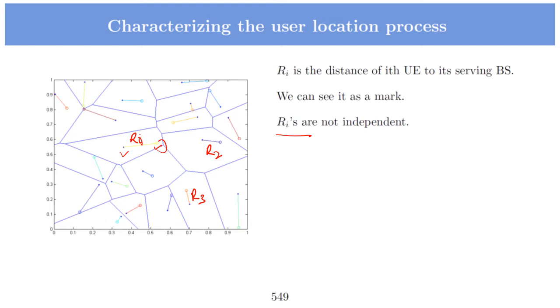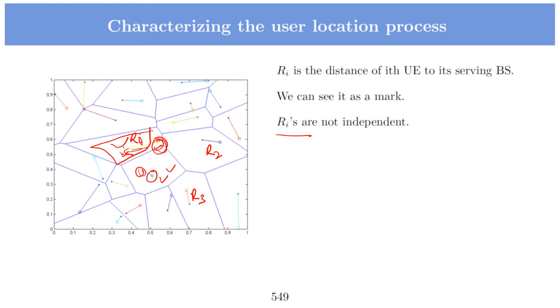Right? Because these Ris are selected from the same base station process. So if you know there is a user and the base station is here, and you take a nearby user, you know that the base station of this user cannot be anywhere in this cell. It should be in this cell in a way that the closest base station to this user is this, not this. This will put a geometric constraint on where this base station can be.